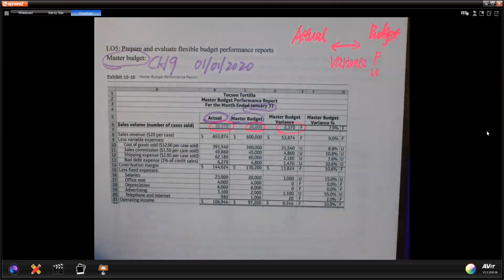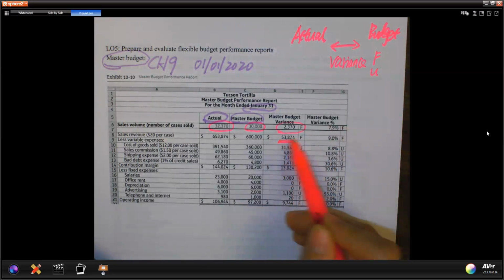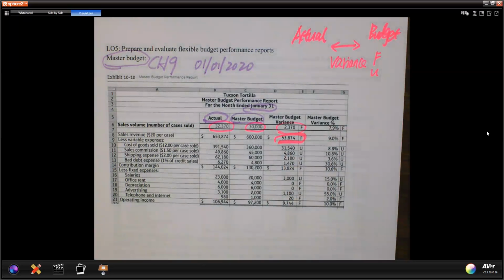And then you also have a sales revenue because each one is $20. So our units is more, our revenue will be also more. So we have a favorable revenue variance.